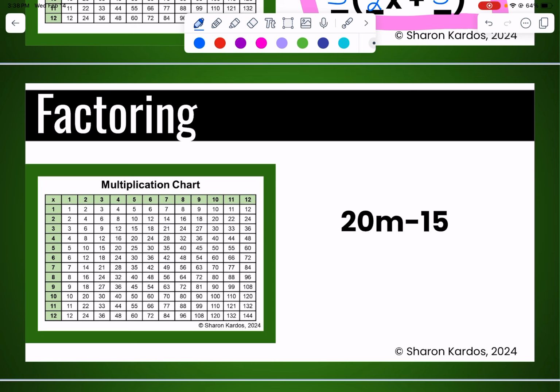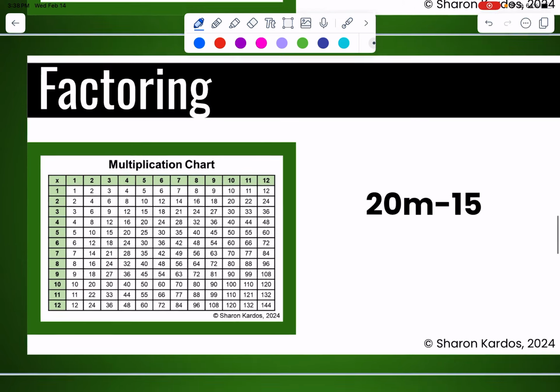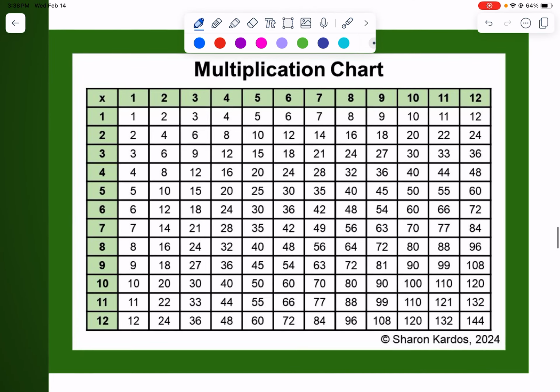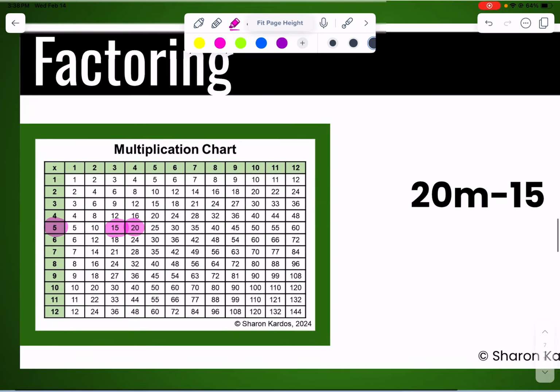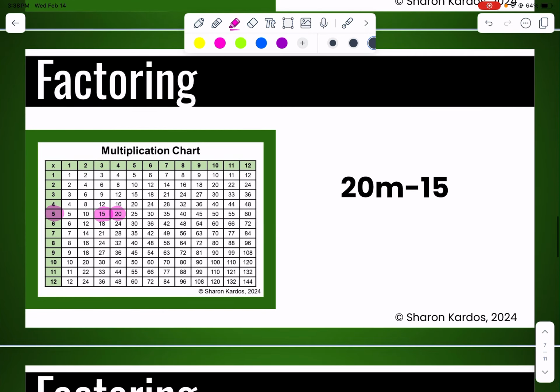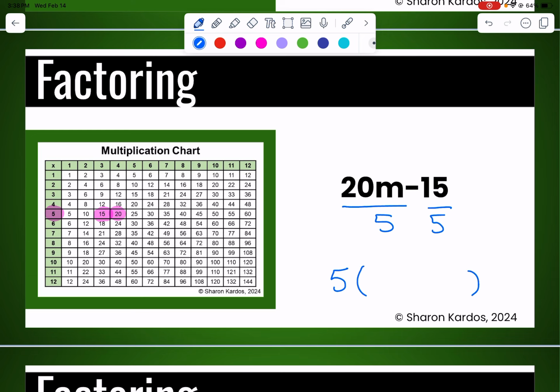So I'm looking for a row on my multiplication chart that has both a 20 and a 15. When I zoom in here, I can see that I have a 20 and a 15 right here in row 5. So my greatest common factor is going to be 5. So 5 is what I'm going to divide both of these terms by, and it's going to be what I write outside of the parentheses.